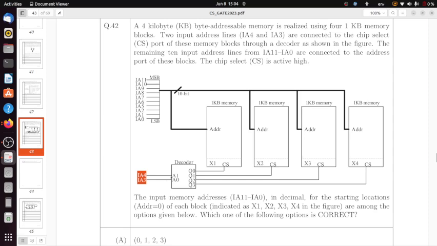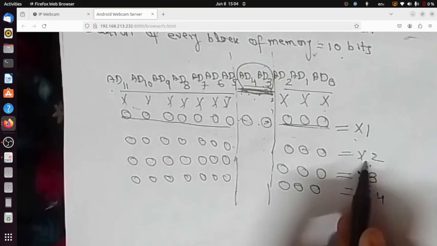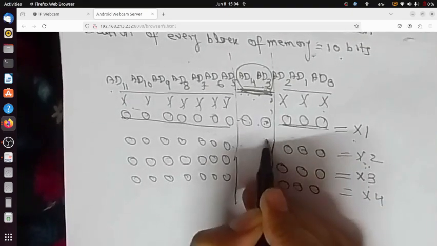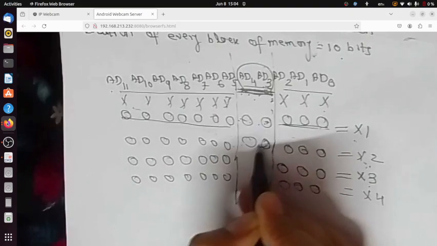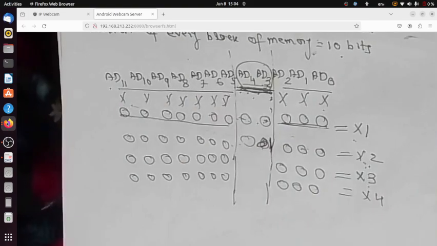Now see, when the input address line 3 and 4 is equal to 0 1, then this output line Q1 will be enabled, and this Q1 is connected to which block? This block of memory for which the starting location is X2. So for X2 starting location, what will be the value in input address lines 3 and 4? That will be 0 1. So for X2, the bit positions 3 and 4 will be 0 1.